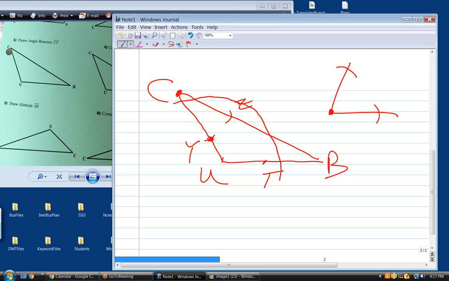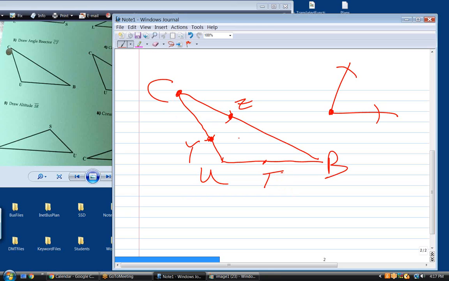Okay. And now I go to Z, and I make the same size arc. Well, the same size arc is something like that. Wherever those two things intersect, connect it to C, and you've got an angle bisector. Okay? We wouldn't do it that way.